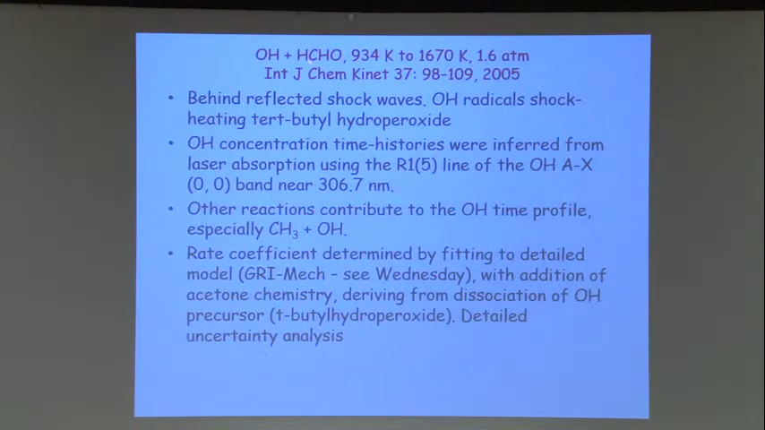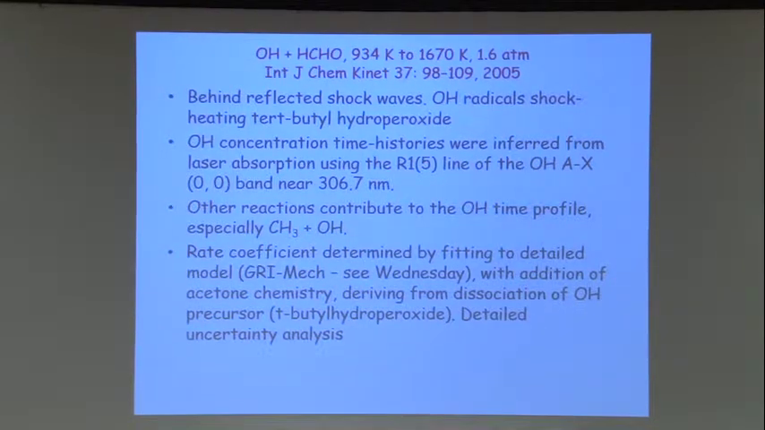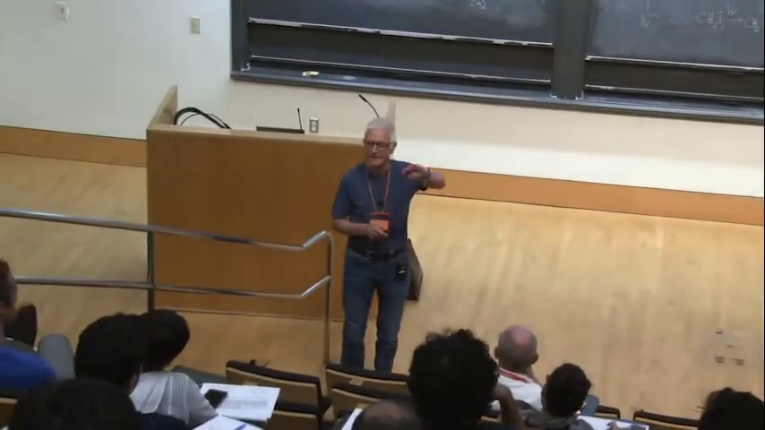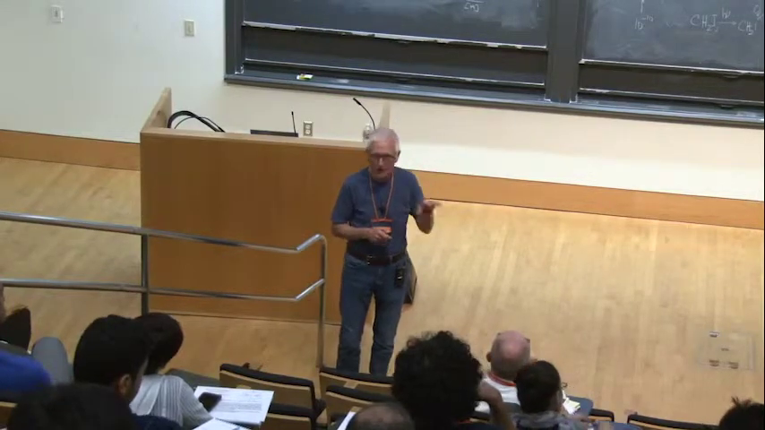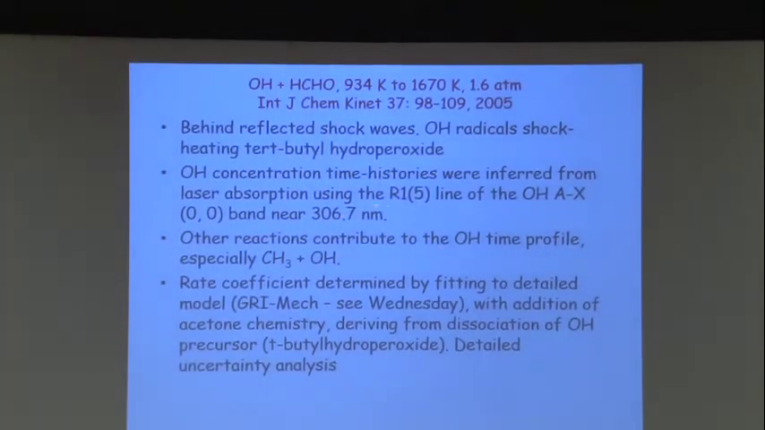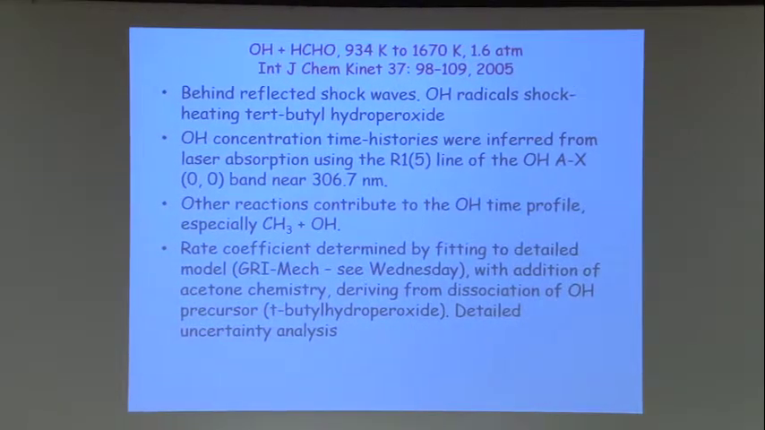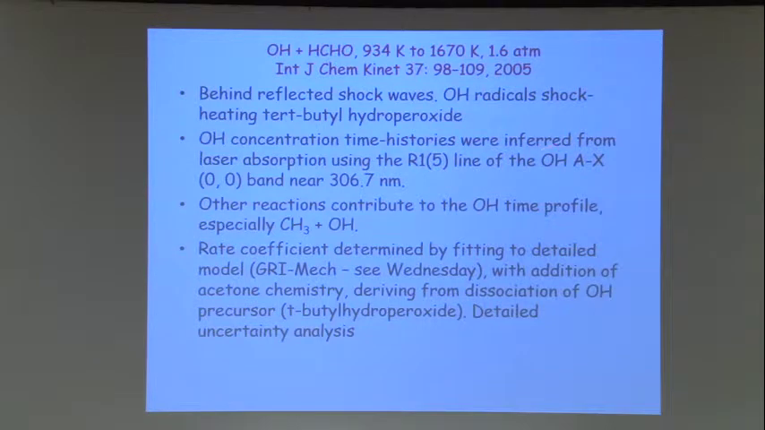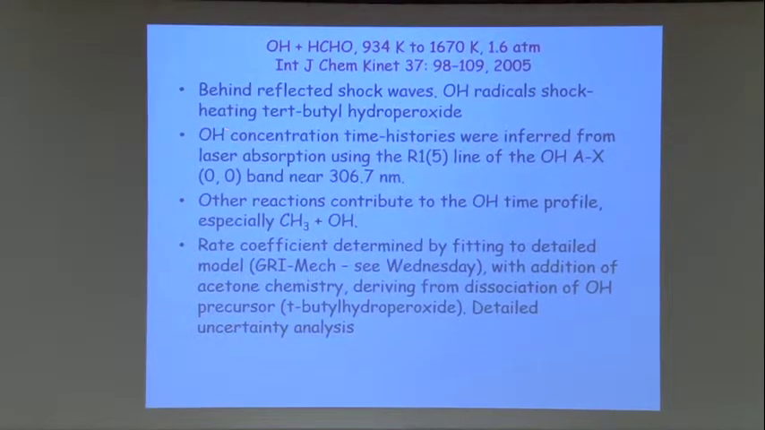So this is OH plus formaldehyde. And this was carried out at a temperature of 670 K, 1.6 atmospheres, and taking place behind reflected shock waves. So the shock wave has gone through, come back again, and so the temperature has been increased in the initial wave, but then it's increased again when the second wave, the reflected wave, comes through. So you get a higher temperature in these reflected shock tube experiments. And OH concentration time histories were determined by laser absorption using this particular line in the OH band. And so this enables them to determine the absolute concentration because they're doing an absorption experiment. It's not a laser-induced fluorescence experiment, it's a laser absorption experiment.